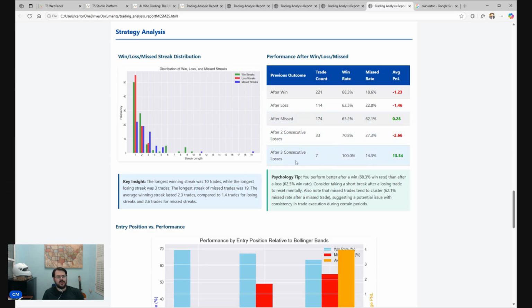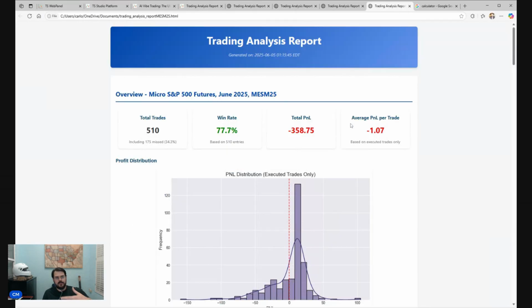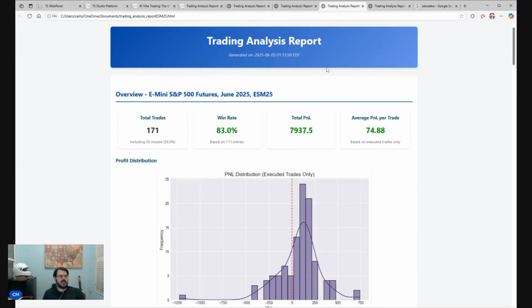Actually, we do have something appearing here, but with only 7 trades, the trade count after 3 consecutive losses is too small yet. When we have 100 trades here, if we still have this average P&L higher than the average, we can put this trade also inside the mini. But this is a different logic for us to analyze. I don't want to overthink and overcomplicate everything here. So that's the logic. That's how it works.